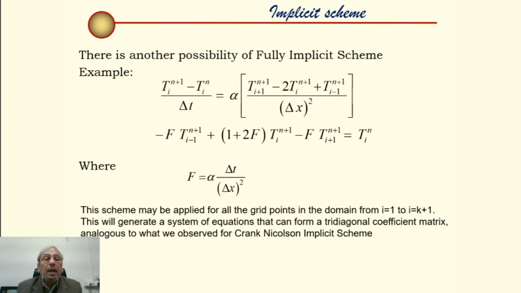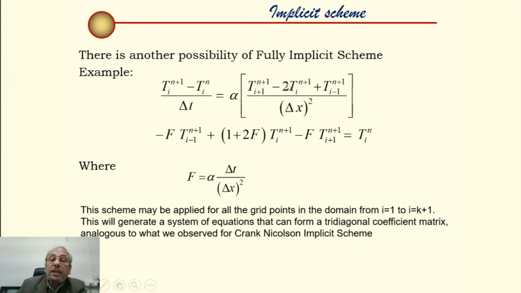Now I will just quickly mention another such solution route, which is the fully implicit scheme. Here, instead of u, we are directly using T for the temperature. Ti at n plus 1 minus Ti at n divided by delta t equals alpha times Ti plus 1 minus twice Ti plus Ti minus 1, but all are at the n plus 1th level.